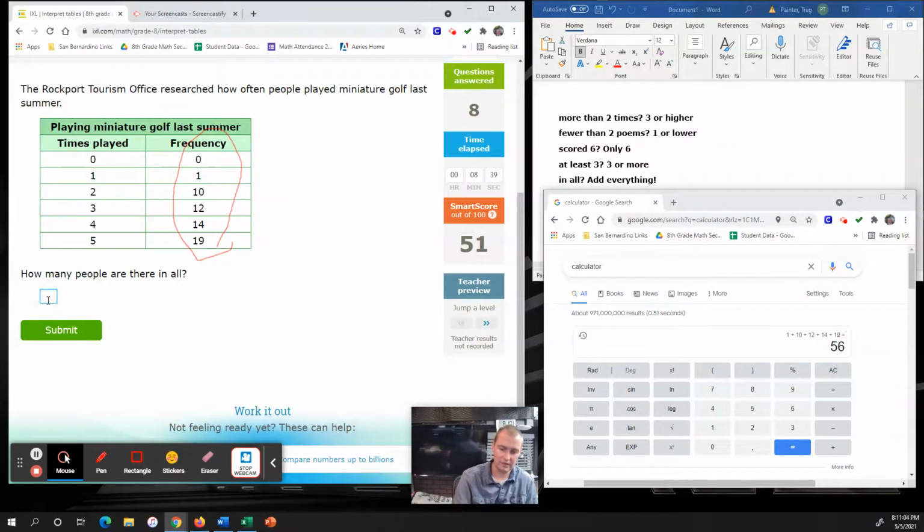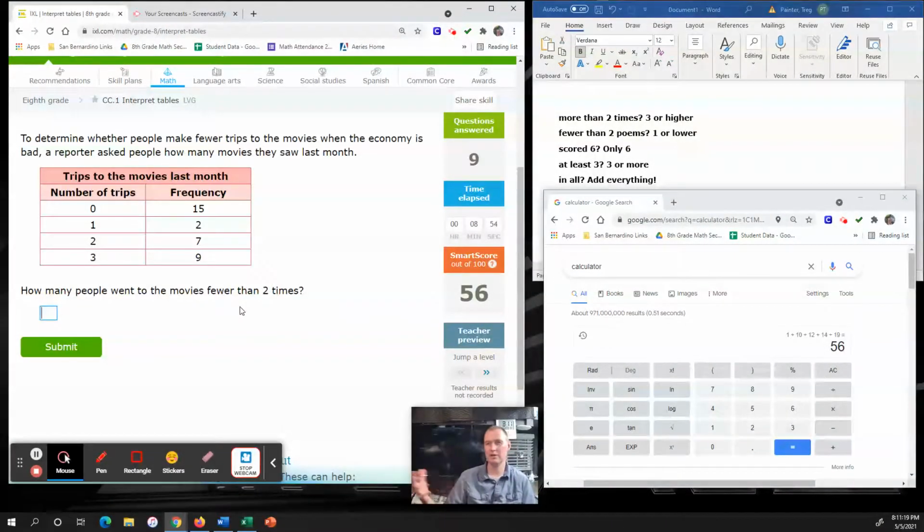to 56. Now before I press enter, because I'm doing "in all," check your adding and make sure it's right. So what I can do is double check the calculator. I got the right numbers in there: 1, 10, 12, 14, 19, all positive. So we're good. If you make a little mistake in the calculator, of course you can get it wrong, because the calculator only does what you put in.